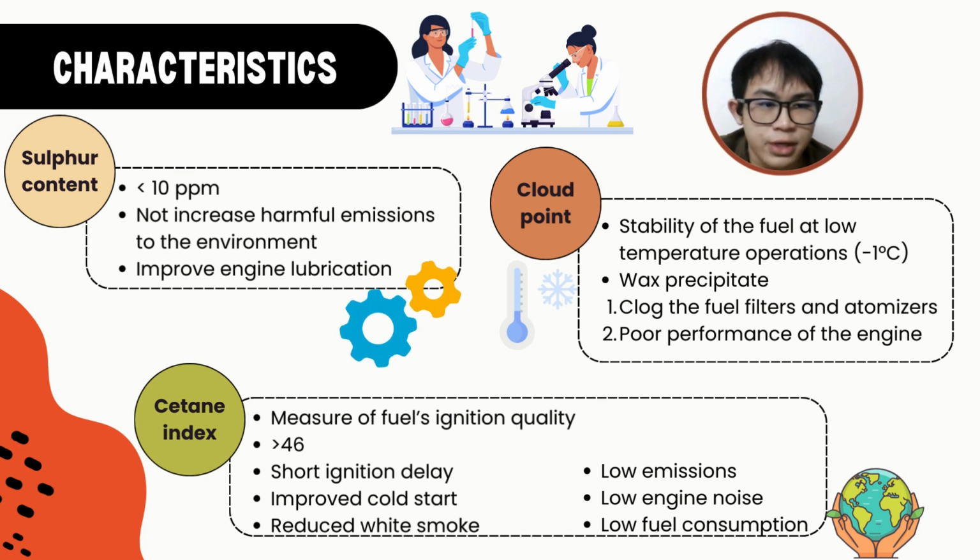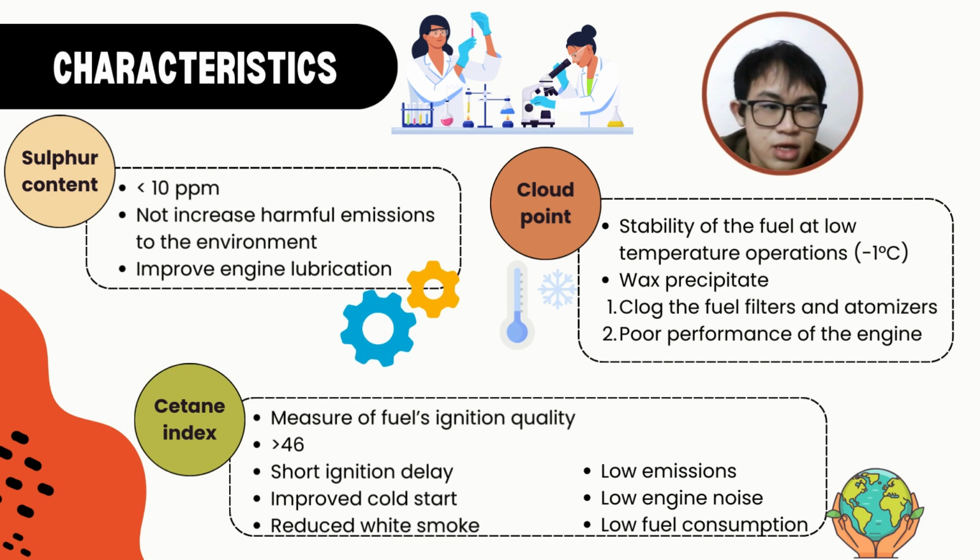Next is the cloud point. Cloud point is the stability of the fuel at low temperature operations. This characteristic is applicable to countries with a winter season. This is an important parameter because the wax precipitate will clog the fuel filters and atomizers, resulting in poor performance of the engine. The cloud point of diesel is normally around -1 degree Celsius.